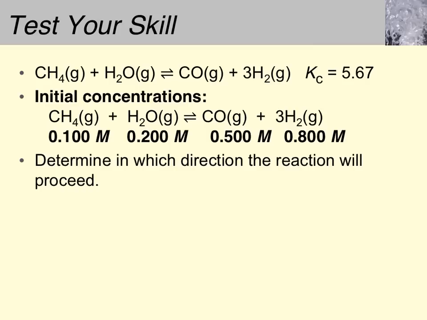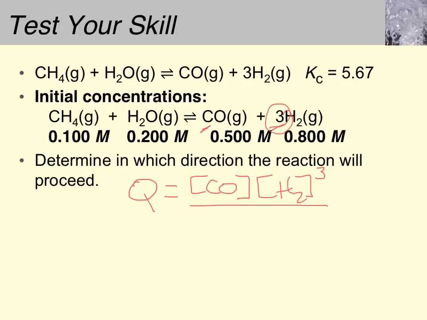The first thing you want to do is write your expression for Q, and remember, that's just like the expression for equilibrium constant. So it's concentration of products raised to whatever coefficient they may have in front of them. So here are your products. Remember to put a cubed for the concentration of hydrogen over concentration of reactants.